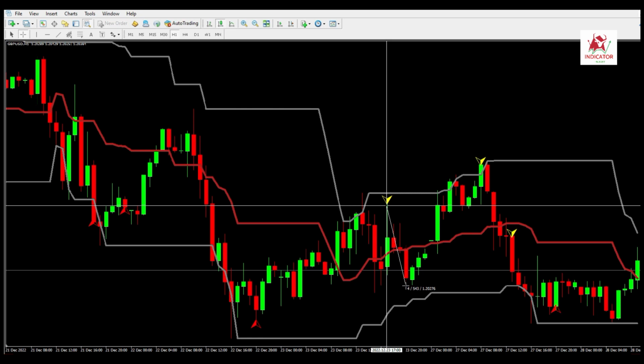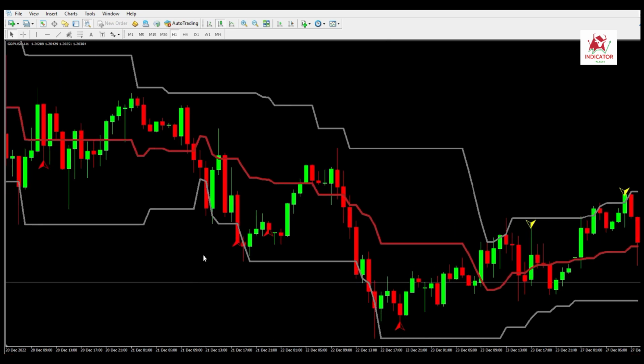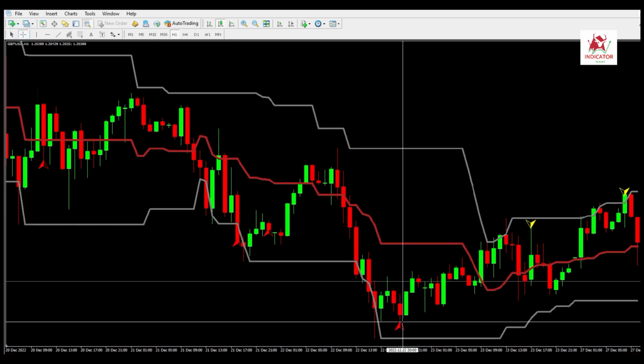Exit position at the levels of support or resistance or when moving min and max changes direction. Place initial stop loss below or above the support or resistance zone.